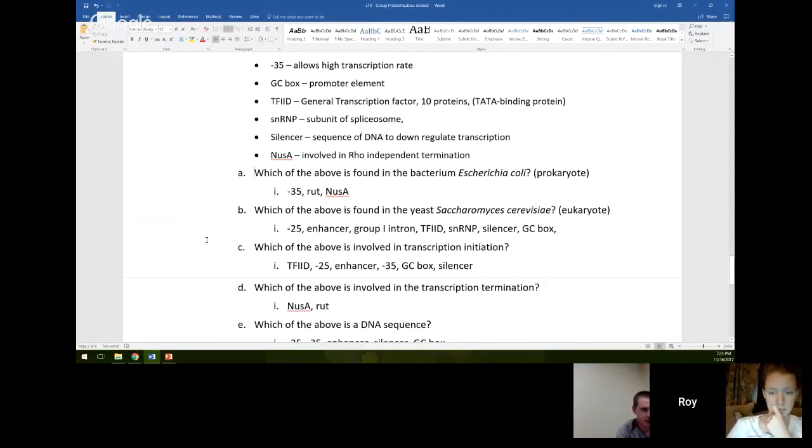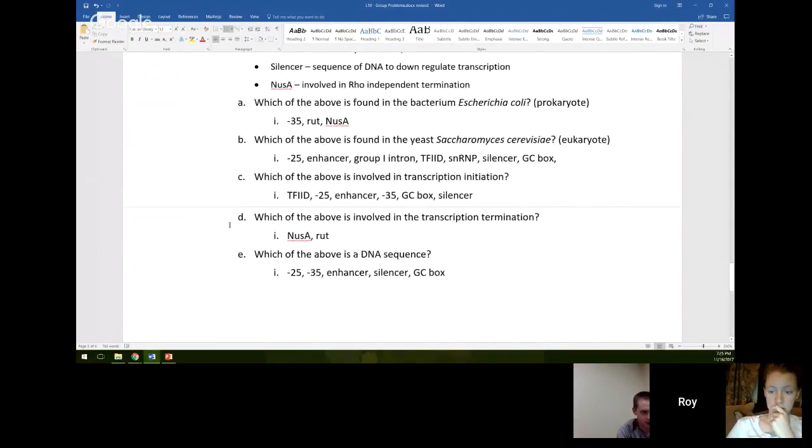B asks which of the above is found in the yeast, however you pronounce that, Saccharomyces cerevisiae. There you go. Enhancer, -25, group 1 intron, TFIID, snRNP, silencer, and GC box.